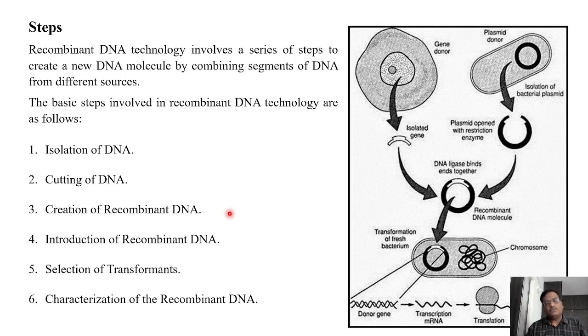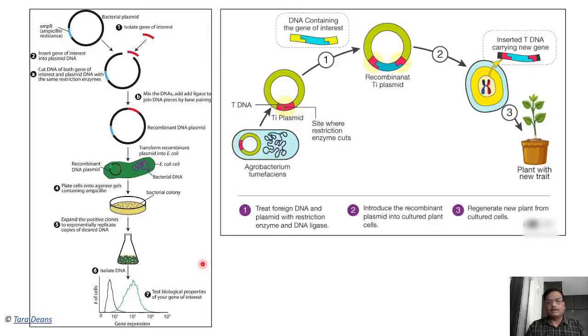And then once you introduce the recombinant DNA into the target cell, all the target cells may not have taken that recombinant DNA. So you have to select the cells which have taken the recombinant DNA. This is an important process where you select only those target cells which have taken up the recombinant DNA. And once you have identified the cells with recombinant DNA, you are going to use them for whatever your requirement. So that is the characterization of the recombinant DNA.